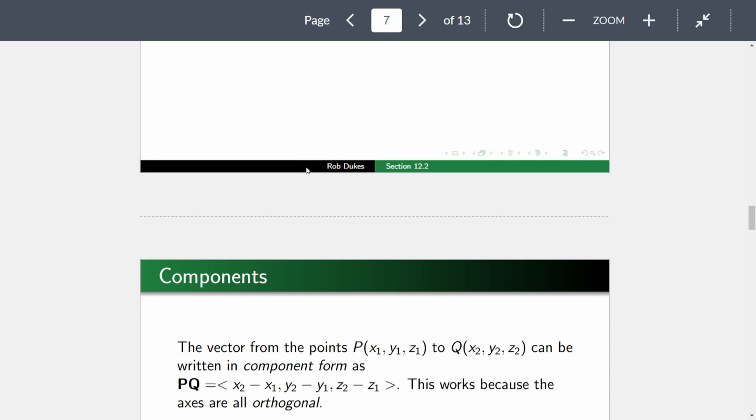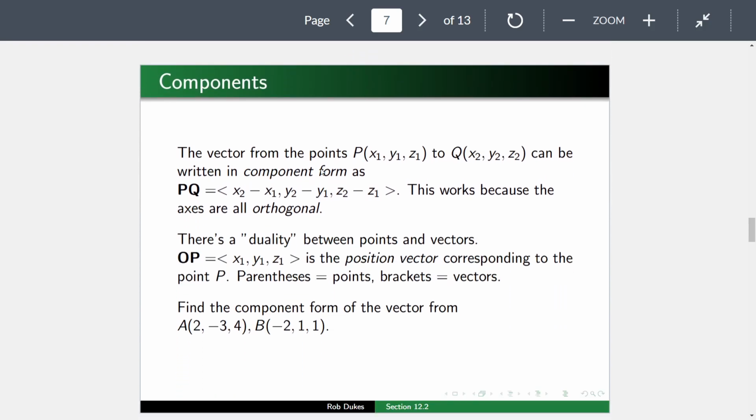Okay. Now, there is another way of doing vectors, of thinking of them, and that's to do it in component form. So let's say we have a vector that starts at a point x1, y1, z1 and ends at a point x2, y2, z2. The vector connecting PQ, we can get that by subtracting the start point from the endpoint in each coordinate. We can say, well, x goes from x1 to x2, so the distance in x is x2 minus x1. And for y, it's y2 minus y1. For z, it's z2 minus z1. And this works because the axes x, y, z are all orthogonal.